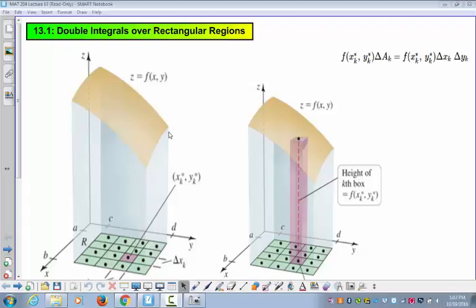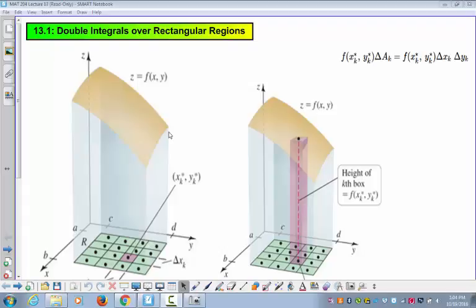So in the simplest case, we're going to imagine a surface that's positive valued, so we have a surface floating above the xy plane. And just like with the one variable function, we found the area beneath the curve, we want to do the analogy here of finding the volume beneath the surface.